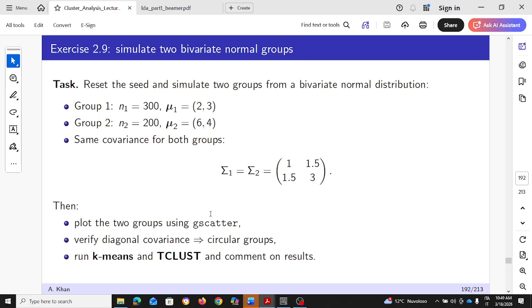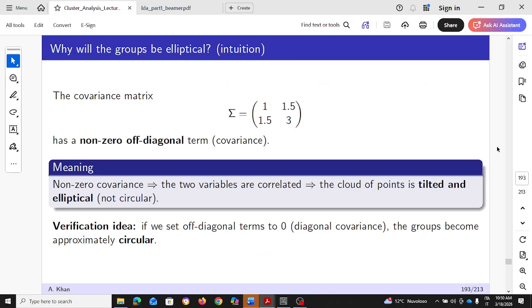We run both algorithms, k-means and t-clustering, so we can visually see the difference here with real data. But before going into MATLAB, just for some intuition: if you look at the covariance matrix, the off-diagonal terms are non-zero, so they have values. If they are non-zero, this means there is covariance. If these values were 0, this means we don't have any covariance between them.